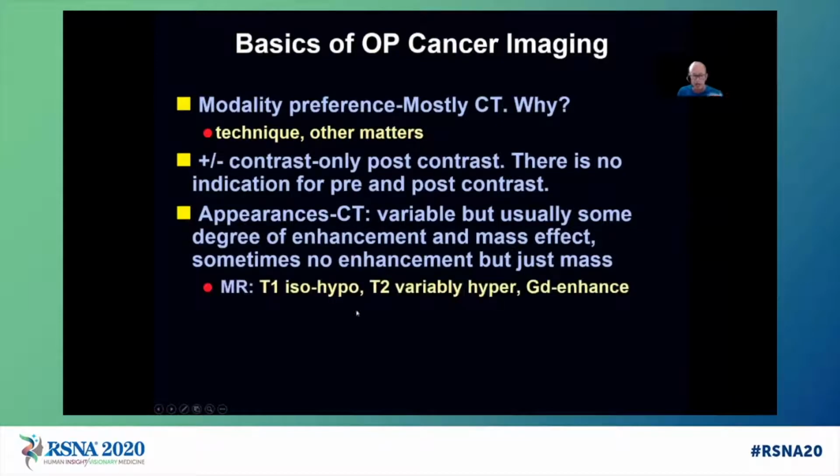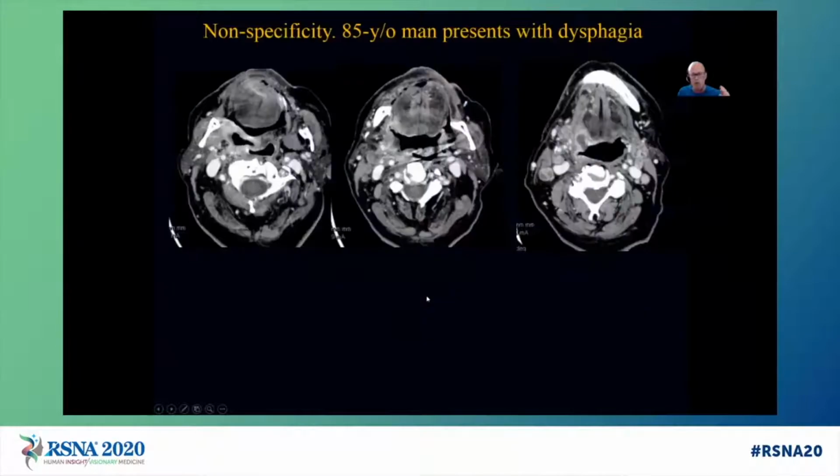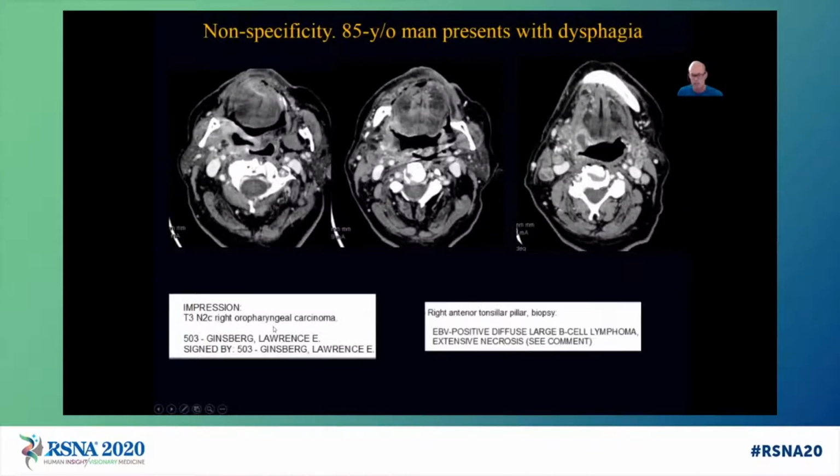On MRI, in some cases, they're T1 iso to hypointense, variably hyperintense on T2, and enhanced with gadolinium. And bear in mind that imaging is nonspecific. There's no way to differentiate squamous cell cancer from lymphoma or other lesions like salivary cancers. Illustrated here, a patient with a large oropharyngeal mass in the right tonsil and tongue base, and there's some lymphadenopathy with necrosis, so I call this an oropharyngeal cancer. Turned out to be lymphoma.